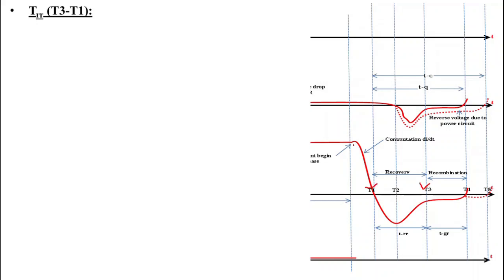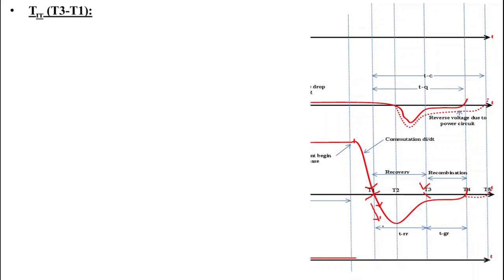When reverse bias is applied, this anode current starts decreasing. At T1, anode current becomes 0. After that, anode current starts decreasing with di by dt slope. This decrease in current after T1 is due to the presence of stored charges in the alternate P and N layers. Between T1 and T3, reverse recovery current flows. This negative direction current is called reverse recovery current.